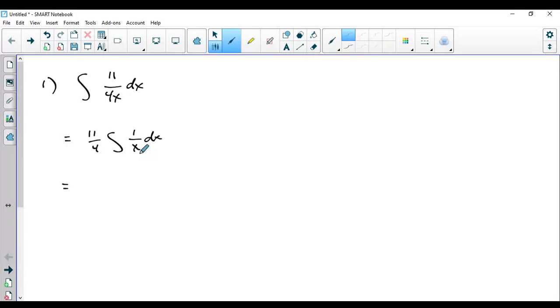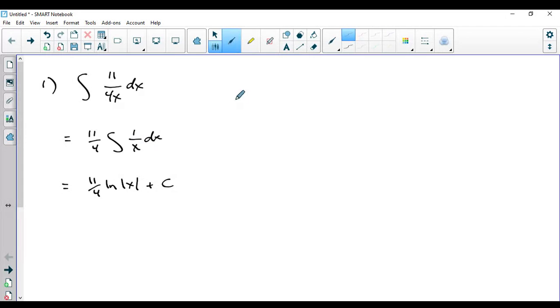Now it should be bread and butter time, right? Do you know a function whose derivative is 1 over x? And the answer to that is yes, you do. It's ln absolute value of x, and of course, when it's an indefinite integral, we have plus c. So don't forget what you found here: a family of functions differing by a constant such that if you took the derivative of this family, you would get 11 over 4x.